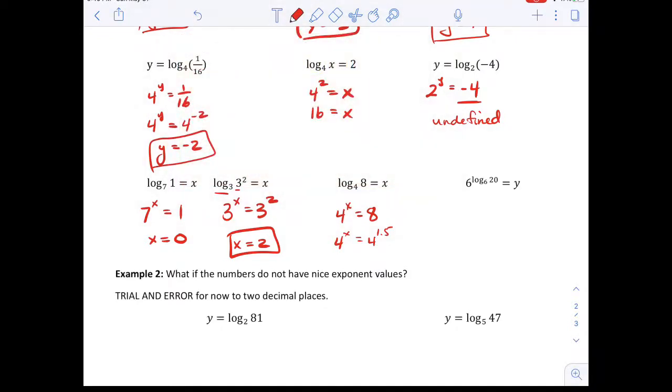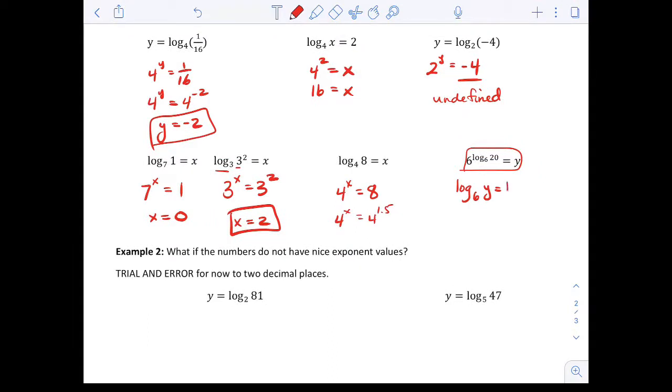The last one that we have over here on the right, if you remember, I told you one of our rules was if we have a base raised to a log of that same base, the answer is just going to be 20. And if we say, why is that true? Well, this is written in exponential form technically. So if I was to write it in log form, I would say log base 6, right, the base that we have, of y, the exponent, log 6 of 20, right? This was the exponent up here. So if I look at these ones and I say, well, what's the same on the left and the right side? Well, I have y here and I have 20 here. So y must be equal to 20.